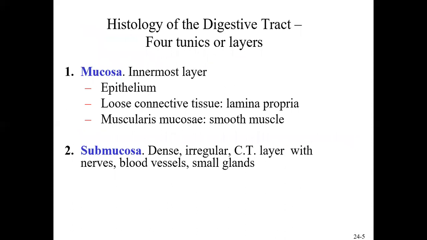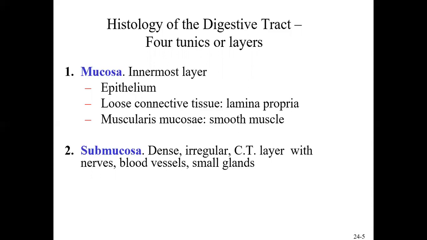Now, to understand the digestive tract, we need to look at a little bit of tissues, histology here, of the GI tract. There are 4 main layers, and sometimes you see these referred to as tunics. That word tunic just means layer. And so 4 main tunics or layers.